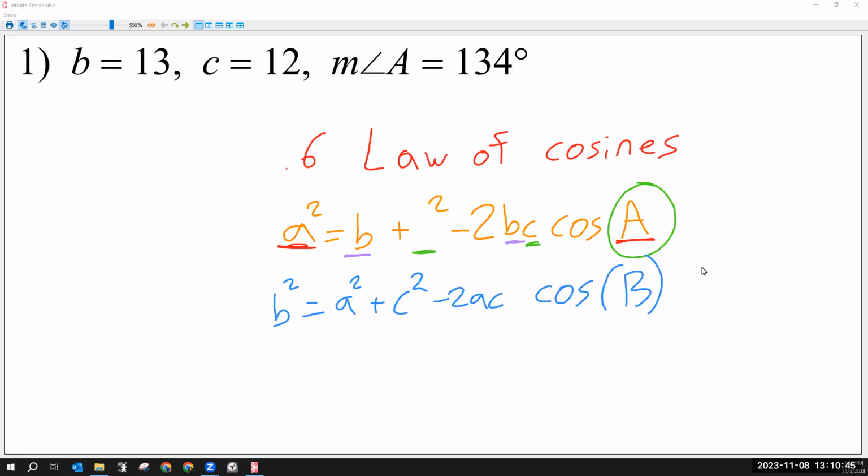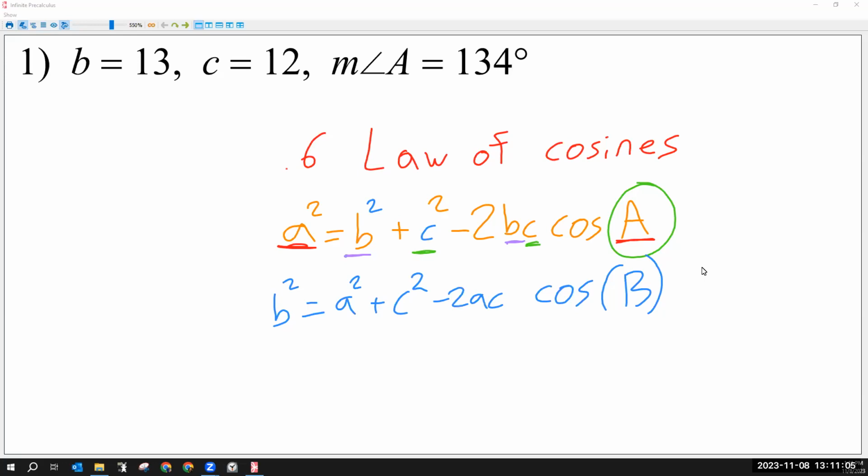I apparently was erasing stuff. I didn't realize it. b squared equals a squared plus c squared. There we go. That's why it looks like there's three different ones. They're just three different ways you can rearrange the letters. So they're really all the same. There's my law of cosines.